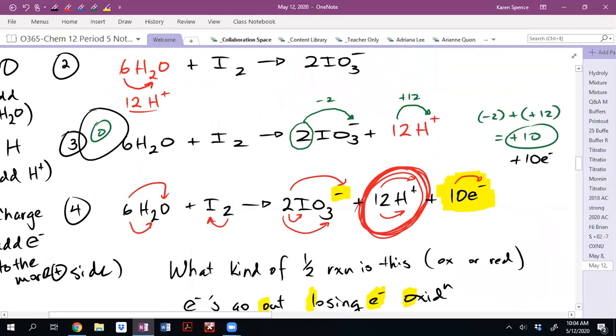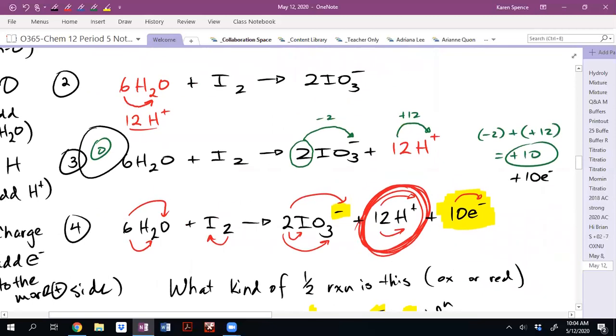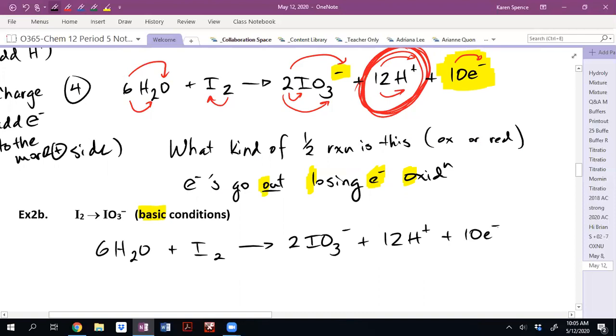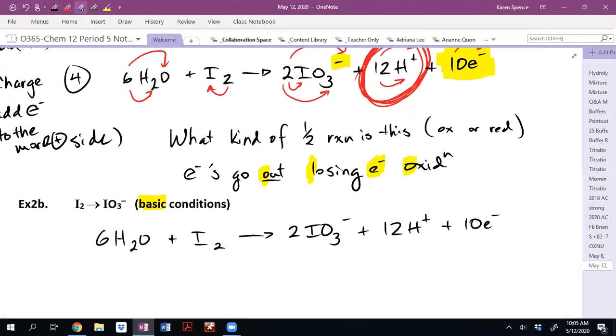So we have balanced this reaction, and we now want to put it in basic conditions. So all we're going to do is copy down our acidic conditions. 6H2O plus I2 gives 2IO3 minus plus 12H plus 10 electrons. And remember, we want to neutralize all of the hydrogens. So we are going to add 12 hydroxides to this side.